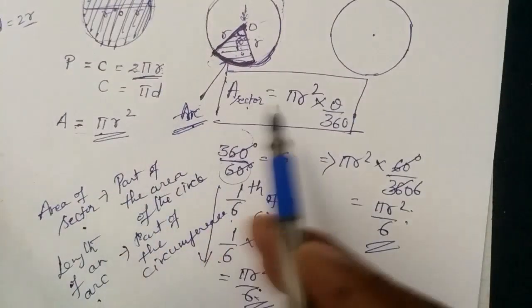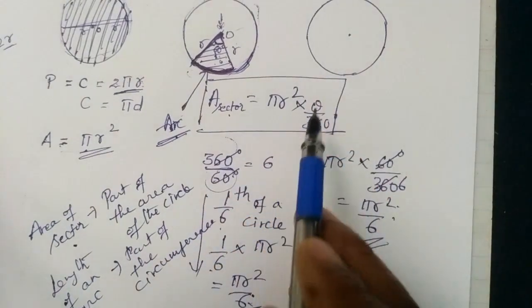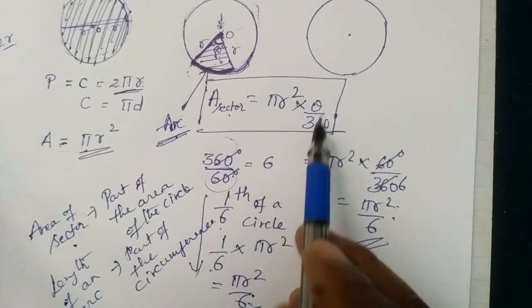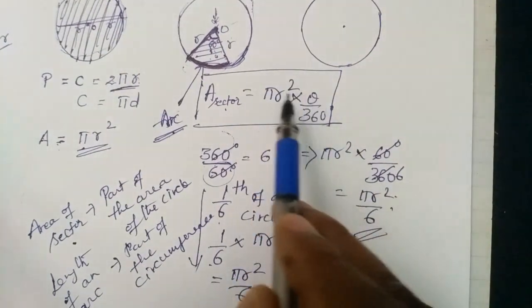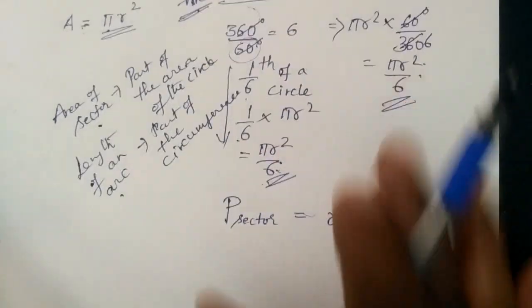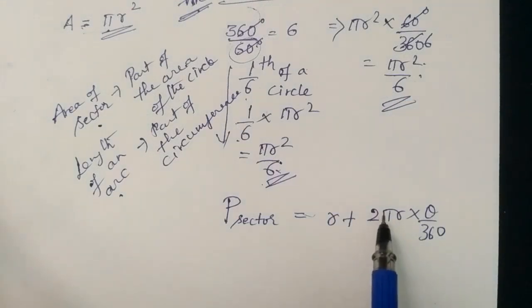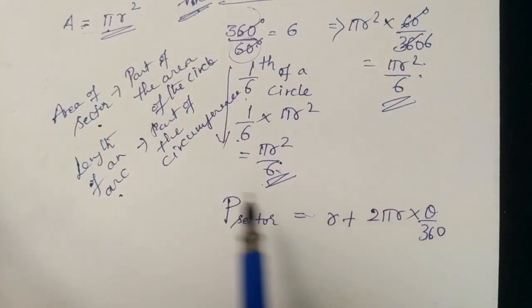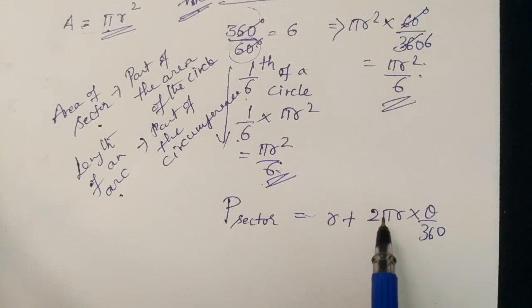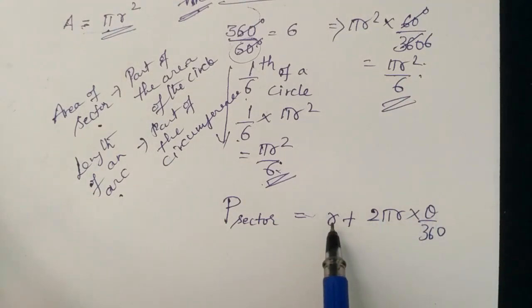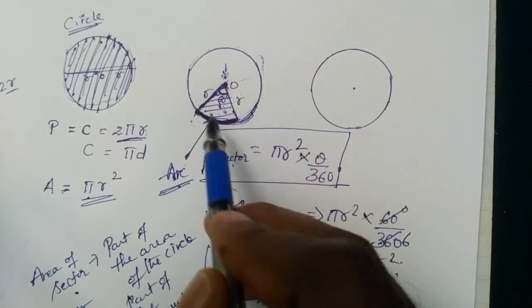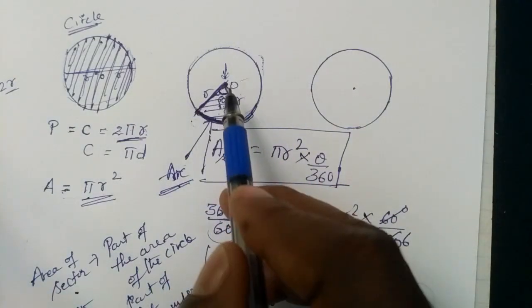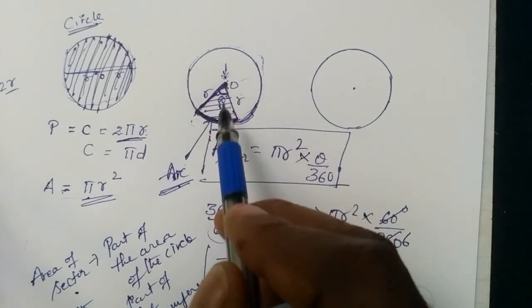To find this part of the circumference or part of the area, we multiply by theta by 360. If you want part of the area, pi r square theta by 360. If you want part of the circumference, 2 pi r into theta by 360. As arc is part of the circumference, we use 2 pi r into theta by 360. So why did I add r here? Always remember, perimeter is the complete walk around the boundary.